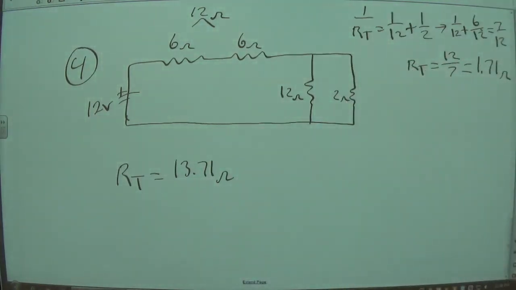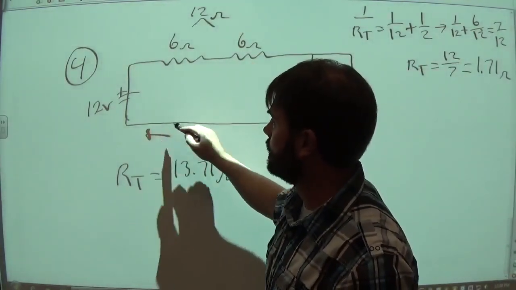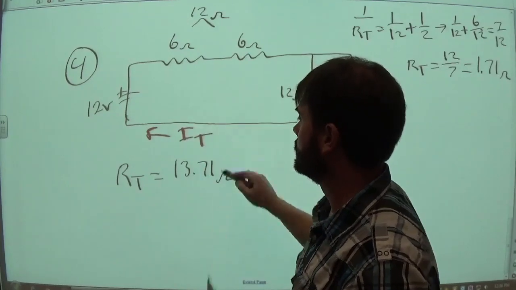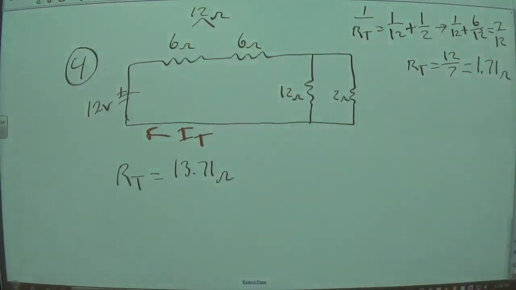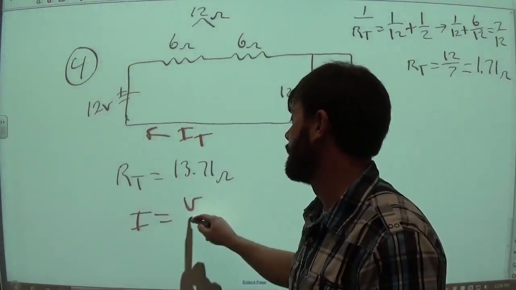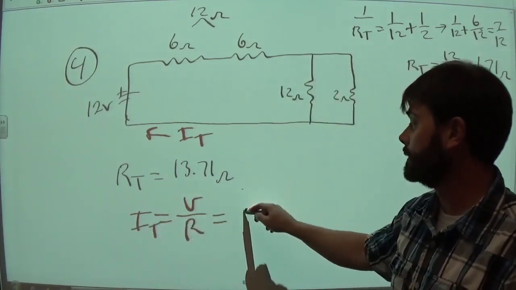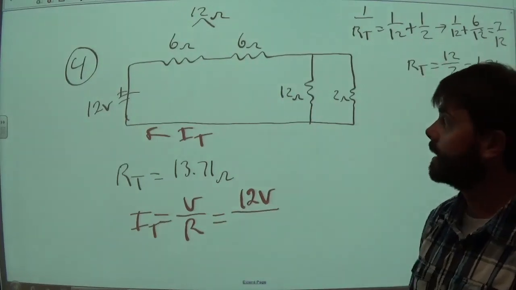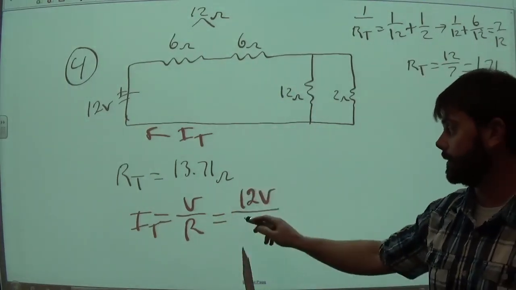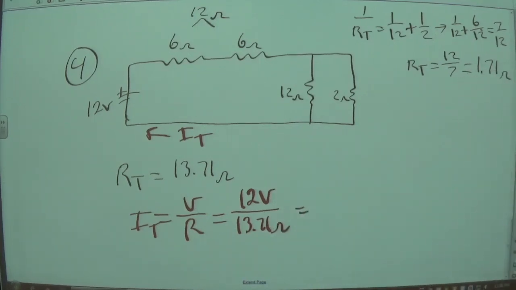Why is that helpful? Because if we want to find the current, maybe in one location, I'll call this current total across the whole thing. I would have to take the total voltage and divide it by the total resistance to get the total current. Our voltage to start with is 12 volts. Our total resistance now is kind of a goofy looking number, 13.71 ohms. And if I divide that out, it will tell me the total flow in and out of the battery.